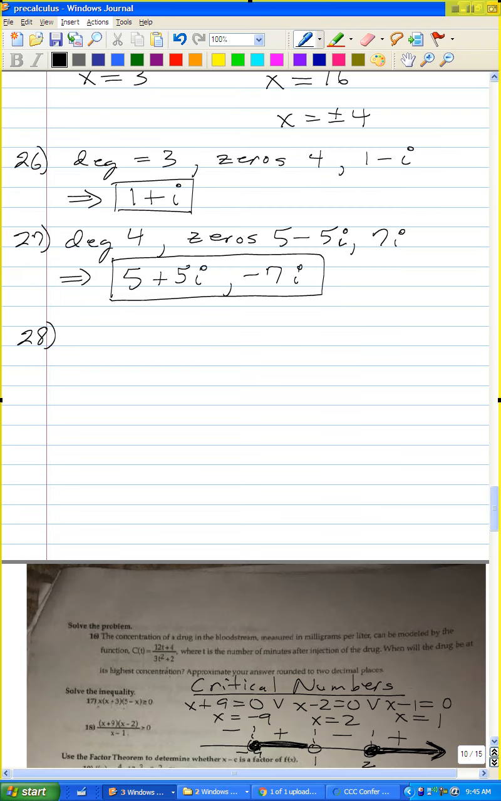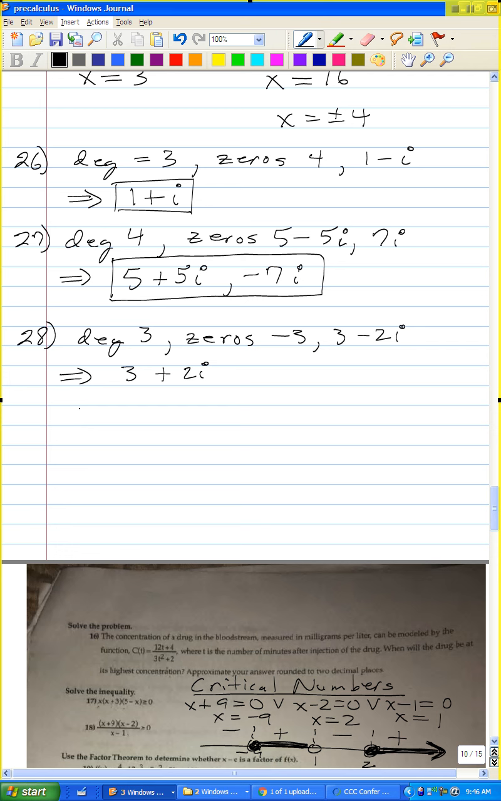So the degree of the polynomial is 3, and the zeros are negative 3 and 3 minus 2i. Form a polynomial with real coefficients having given degree and zeros. And I'll assume that we want a monic polynomial. Well, if I have real coefficients, then not only is 3 minus 2i a root, so is 3 plus 2i.